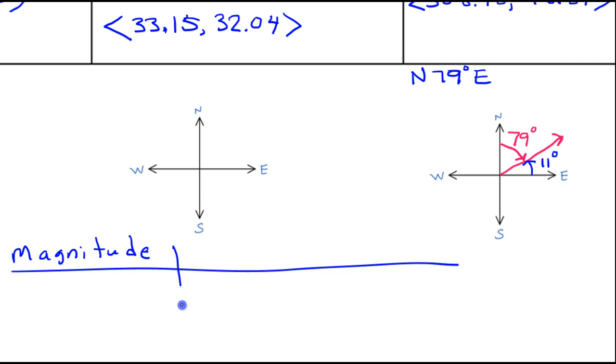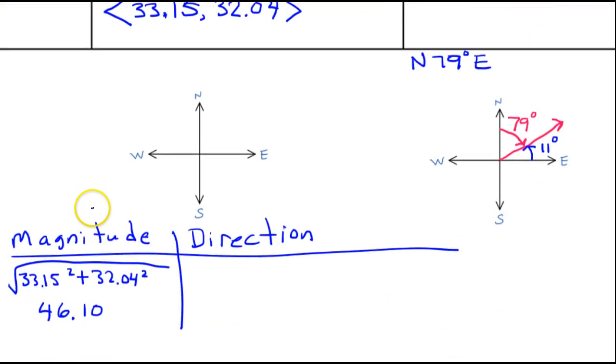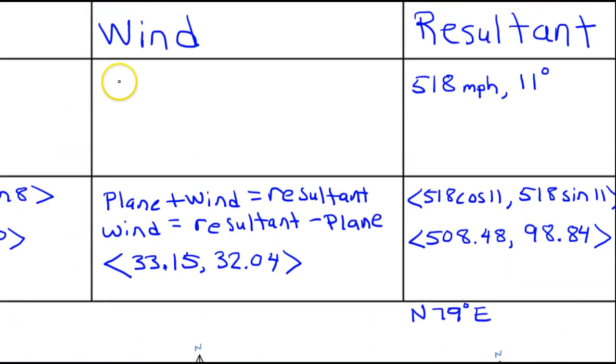And direction. So for the magnitude, I can simply use the magnitude formula. So I will do 33.15 squared and then 32.04 squared and use a calculator. So that's 46.10. That is the magnitude of the wind, or wind speed. 46.1. So let's go ahead and record that on the table.